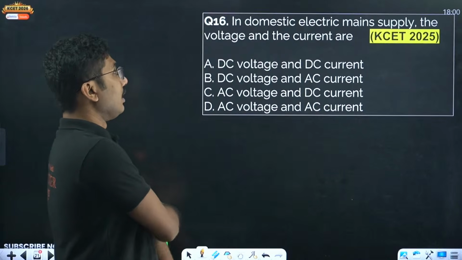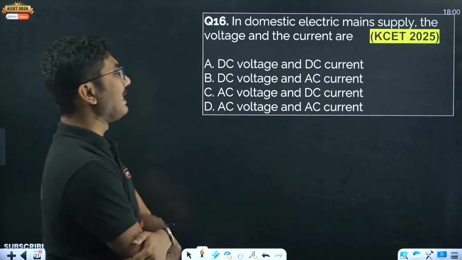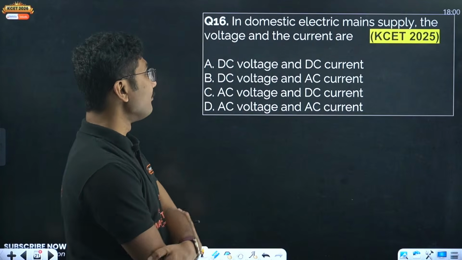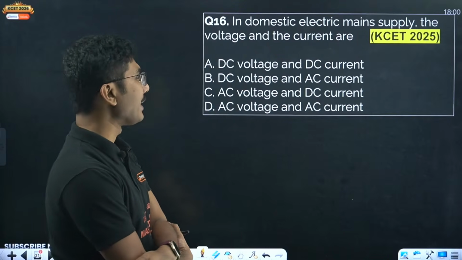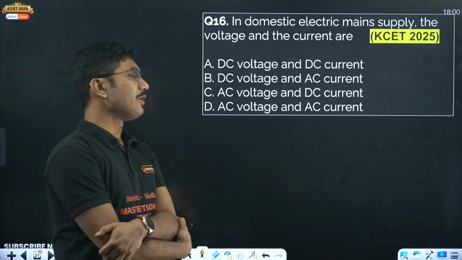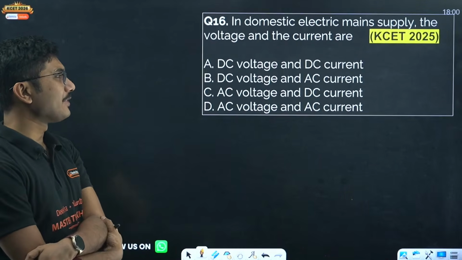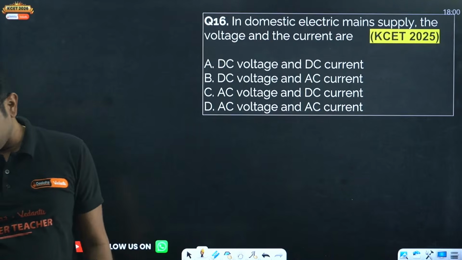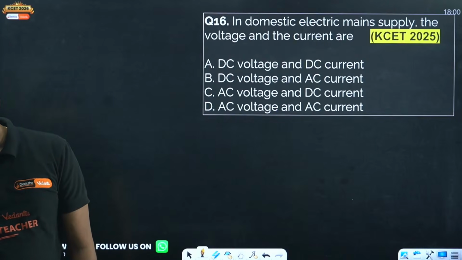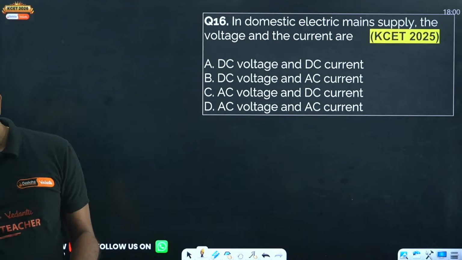Now let's move on to the next chapter, which is alternating current. In domestic electric main supply, the voltage and current are: very interesting question, easy question, but still students make mistakes. DC voltage and DC current, DC voltage and AC current, AC voltage and DC current, AC voltage and AC current. Who can answer this question? Let's see.